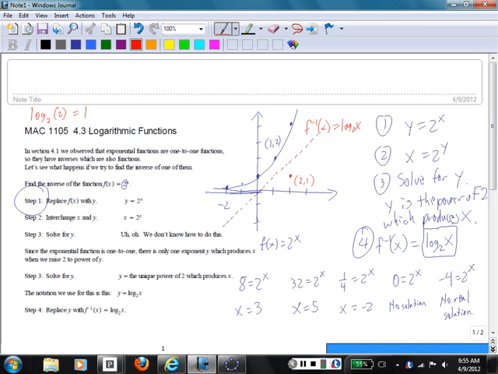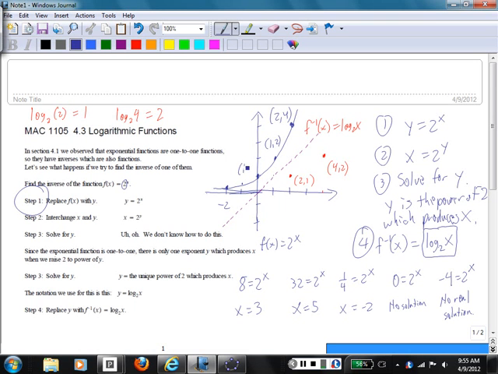So we get that. The point 2, 4 is on the graph of the exponential function because 2 to the second power equals 4. The point 4, 2, right there, is on the graph of the log function because log base 2 of 4, what power can 2 be raised to get 4 as the answer? 2. So it gives us the point 4, 2.